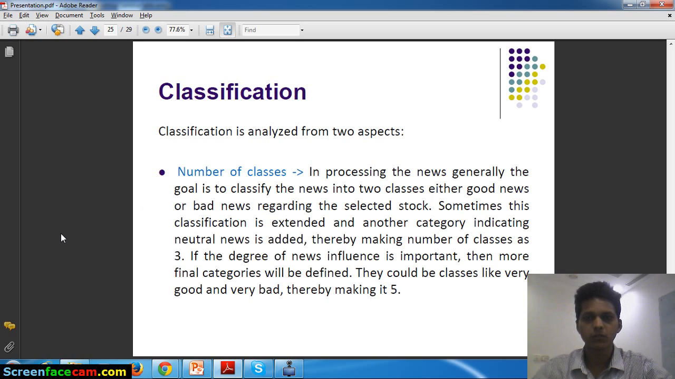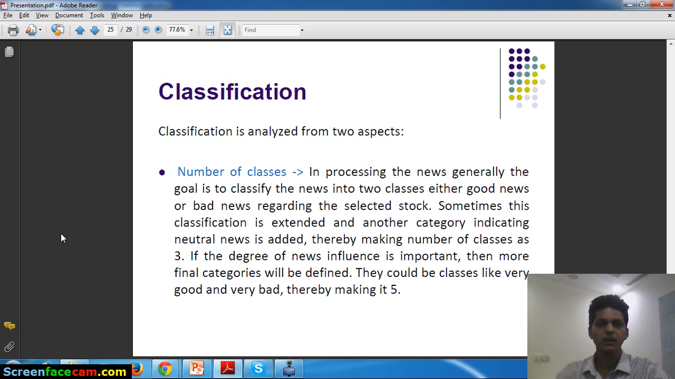Okay, so when we're talking about classification, it can be performed in two ways. To begin with, we can classify on the basis of the number of classes. Initially, we talked about the up class and the down class. Similarly, as we go on processing the news, generally the goal is to classify news into two classes, either good news or bad news. So if you have two classes, good news and bad news, we can in similar ways assign keywords.